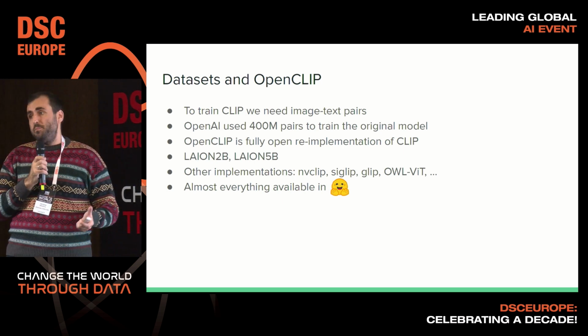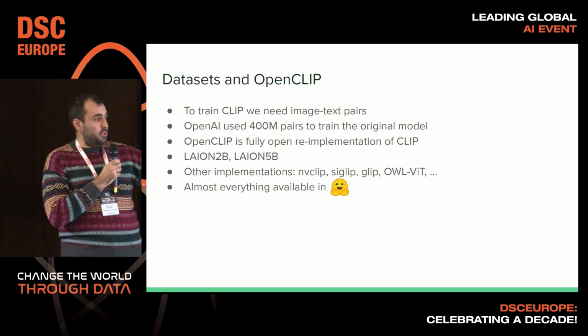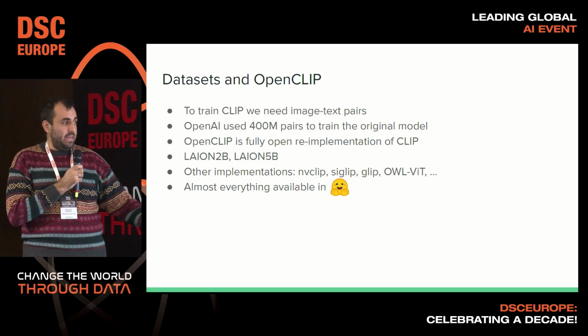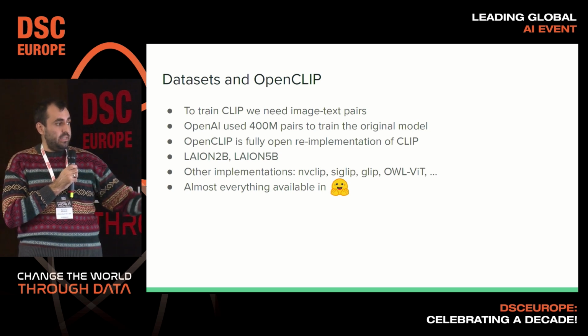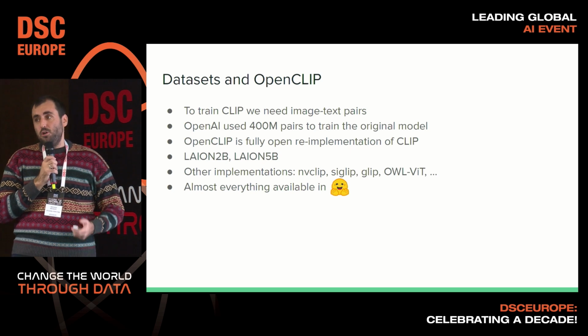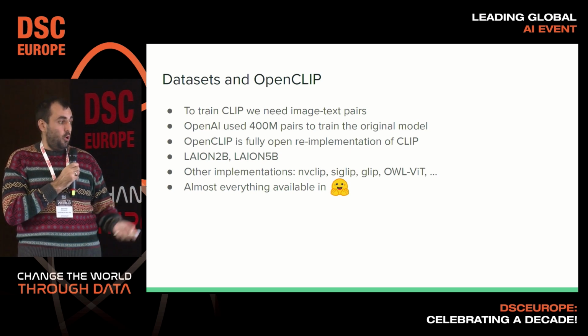OpenClip is a fully open source implementation of Clip. You can find it on GitHub. These two datasets, Lion 2B and Lion 5B, are obtained by scraping the internet. The first one has 2 billion images, the second one has 5 billion images, and you can use them for non-commercial, academic research. You can use them to train OpenClip.